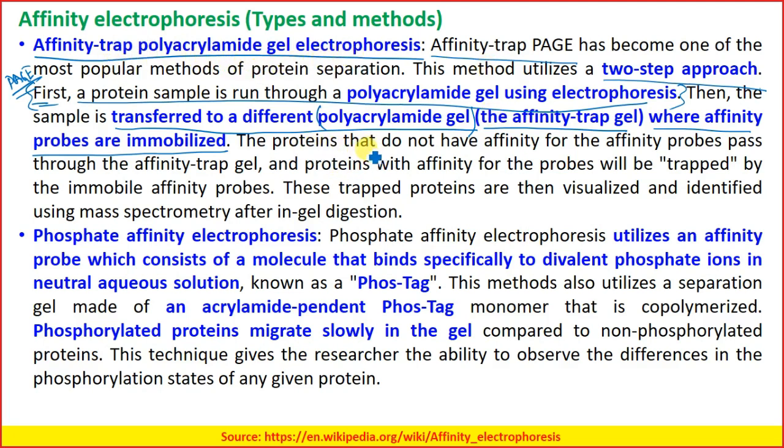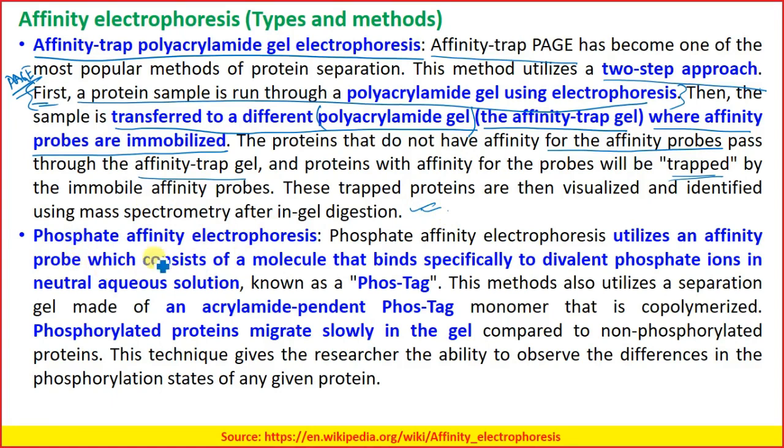The proteins that do not have affinity for the affinity probes pass through the affinity trap gel, and proteins with affinity for the probes will be trapped by the immobilized affinity probes. These trapped proteins are then visualized and identified using mass spectrometry after in-gel digestion.